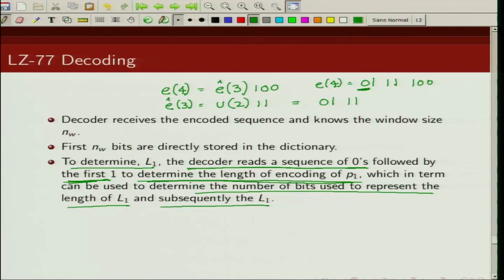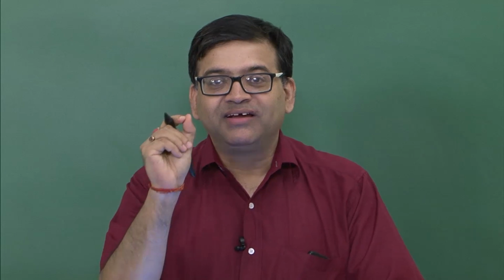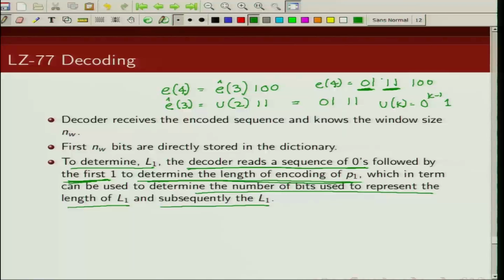So there's only a single run of zeros. So the length of encoding of P1 is going to be 2, because U of k was 0^(k-1) 1. So the length of encoding of P1 in this example is 2. That is then used to determine the number of bits used to represent L1. So we look at the next 2 bits. This will tell us the number of bits used to represent L. And what is this? This is 3.